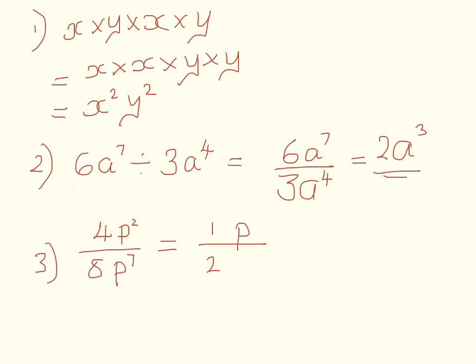So we could write 1p to the minus 5 over 2, but that's not very tidy, so we tidy that up. This negative index, remember if I want to make it positive I just need to pop it on the bottom of the fraction. So that's going to be 1 over 2p to the power of 5.